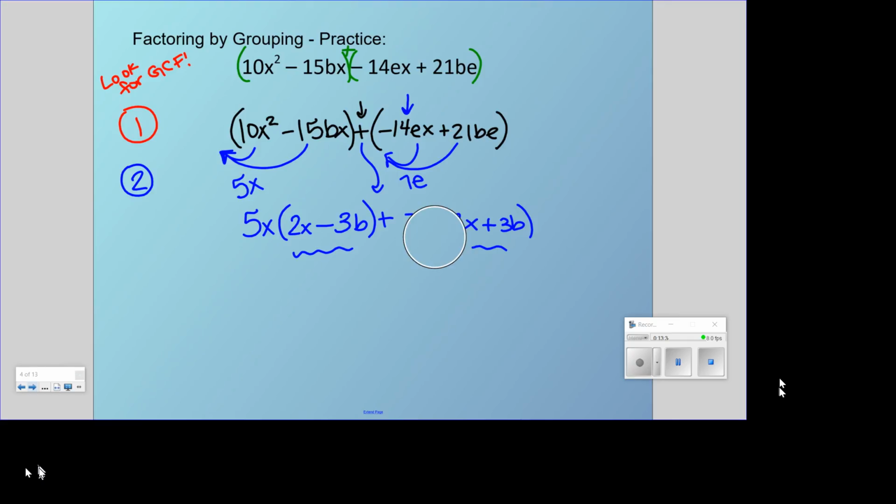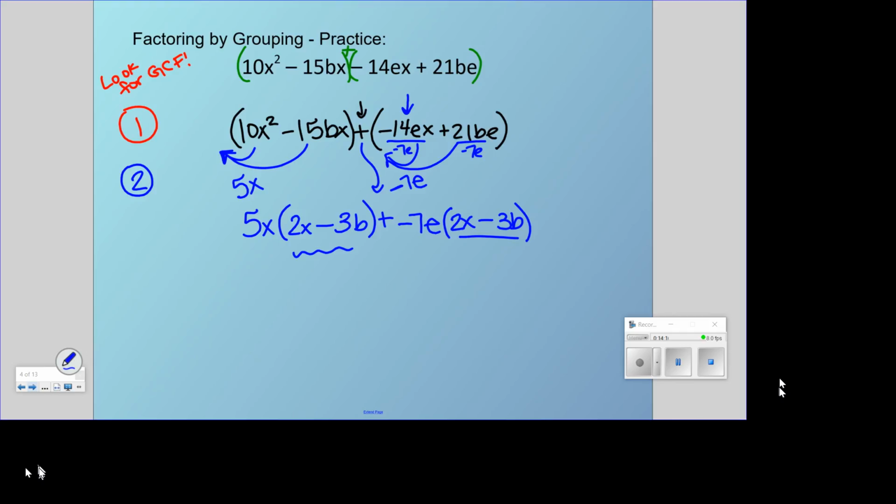If you can see ahead of time or notice that with the negatives, they're not going to quite line up, then what that means is instead of pulling a 7e out, we are going to need to pull a negative 7e out. So now I make this a negative 7e, and that means when I divide this by negative 7e, the negative signs become a positive, and I'm left with a positive 2x. But pulling a negative 7e out of the second one changes the plus to a minus. So positive divided by negative is negative 3b.